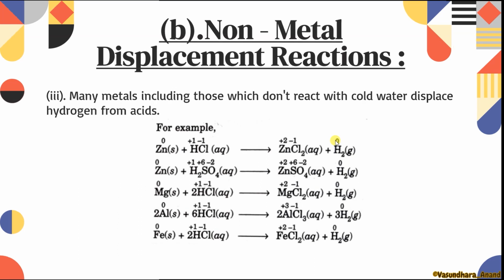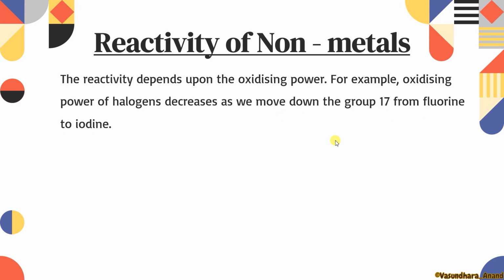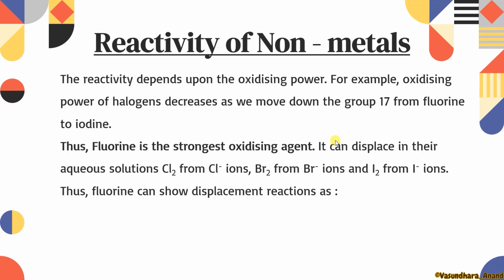Now moving ahead to the reactivity of non-metals. In this case, the reactivity depends upon the oxidizing power. When we go top to bottom in group 17, from fluorine to iodine, the oxidizing power decreases. That means reducing power will go on increasing. Since oxidizing power decreases, the self-reducing tendency is also going to decrease. That means it will not self-reduce, it will self-oxidize, so obviously it will reduce others. Thus, fluorine is the strongest oxidizing agent.